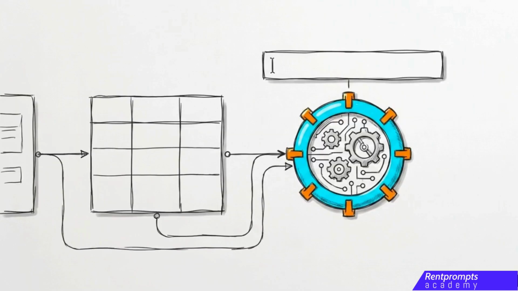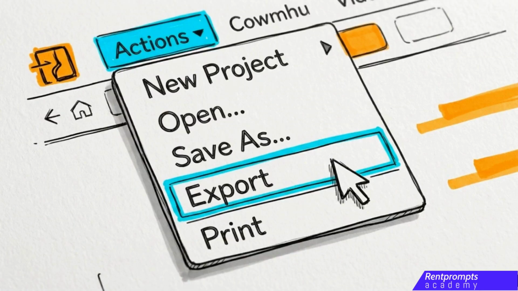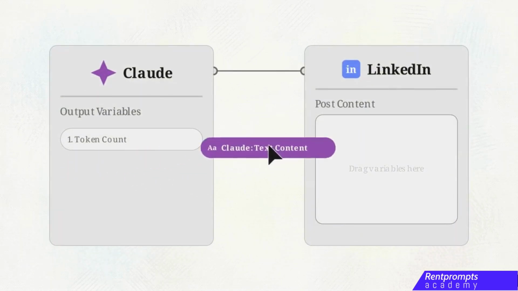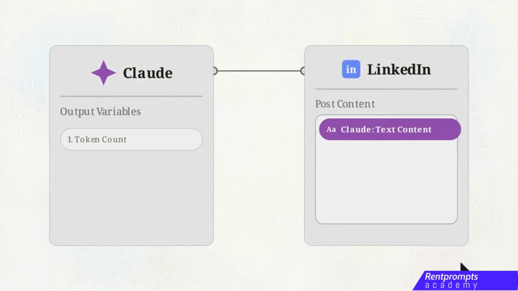The final architectural phase is the output, where we route our process data to its final destinations. Click to add your next module, search for LinkedIn, and select the Create a Text Post action. Just like we did with the AI prompt, use data mapping again. Grab the freshly formatted text output from the Claude module and drop it straight into the LinkedIn post content box.